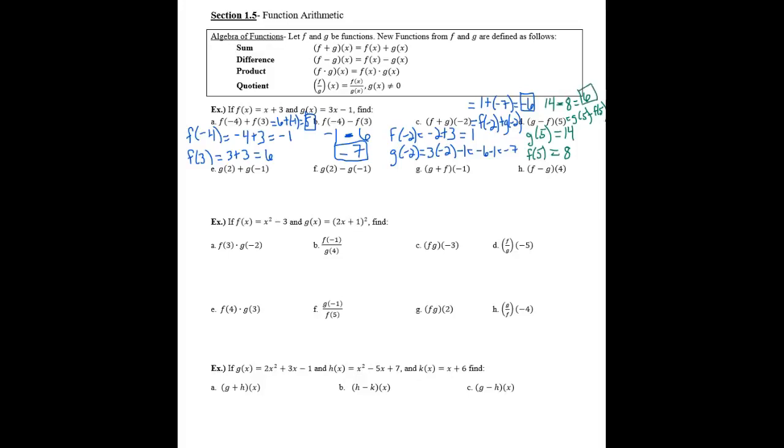That's the final answer. So you have to evaluate these functions at the x value given, and then make sure you do the operation. You're not done until you get that final answer. Why don't you guys try the next 4?